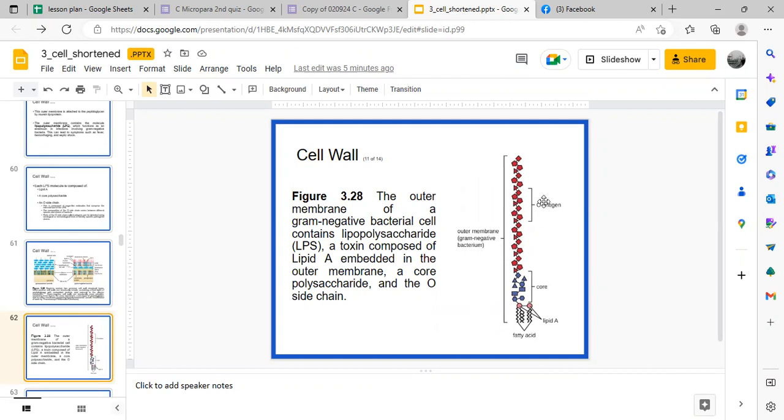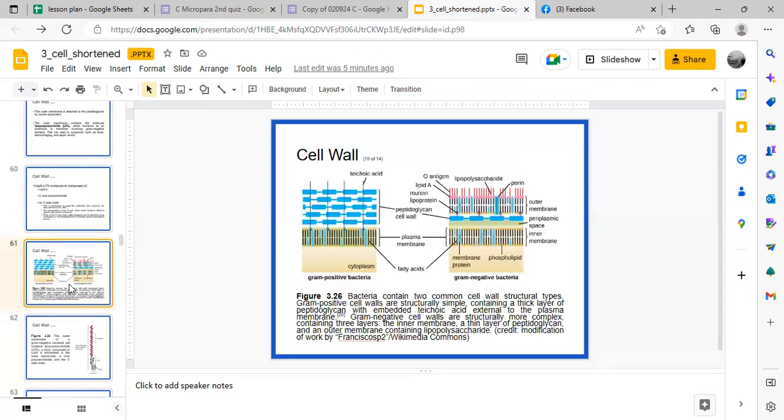So this is the O antigen. So pag sinamang antigen, our body creates antibodies for this. So you have the core and then the lipid A. So yan yung LPS molecule. So let's go back to the structure, the differences between the cell wall of a gram-positive bacteria and a gram-negative bacteria.